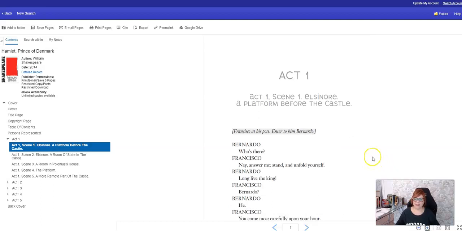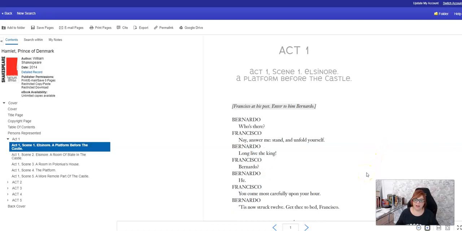Act 1, Scene 1. We are at Elsinore, a platform before the castle. Now, Elsinore is the capital of Denmark, and the castle is where the action of Hamlet takes place. All right. So at the very beginning of Hamlet, we have two guards who are on a battlement.